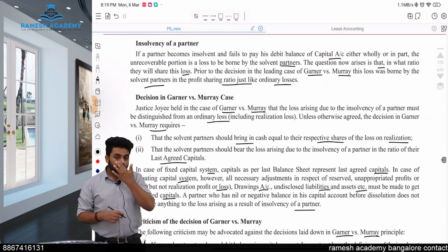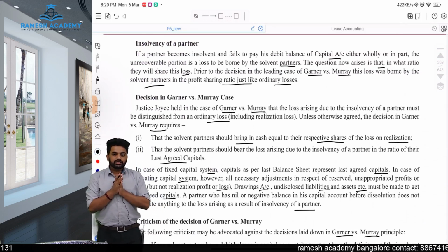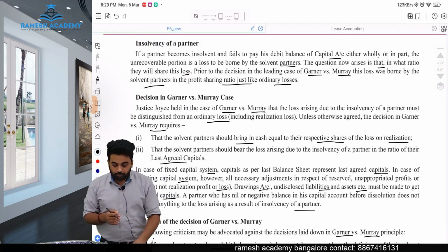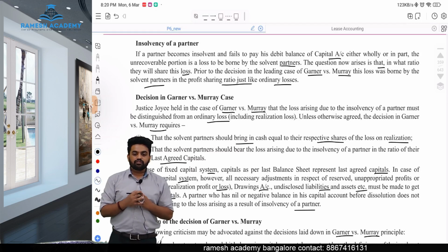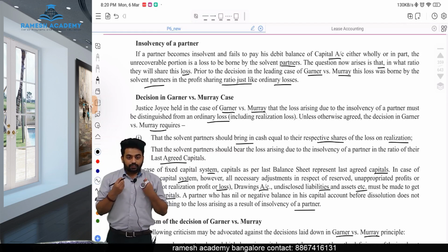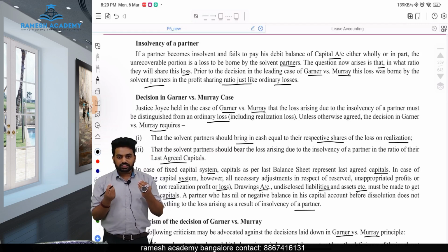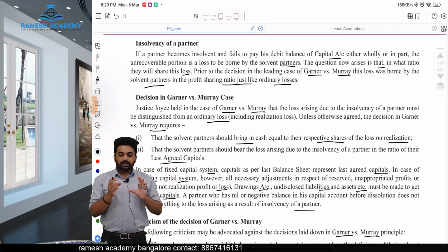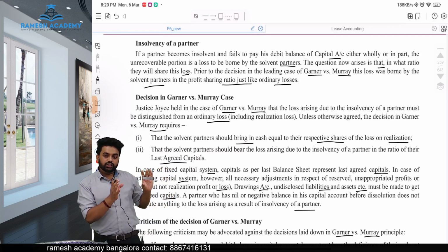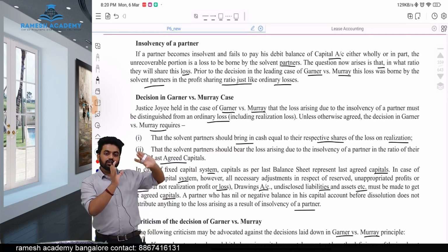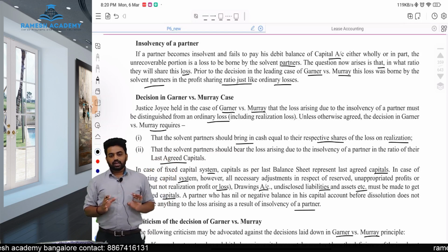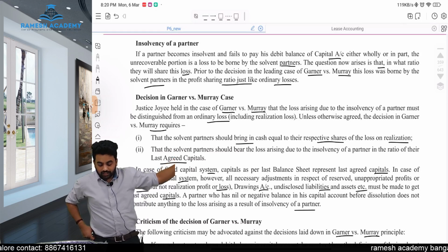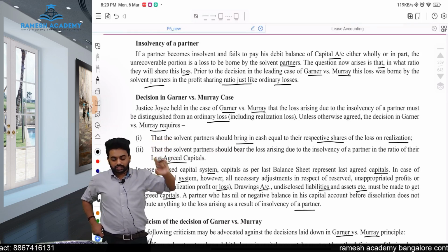Now comes insolvency of a partner. That is, one of the partners in the firm is insolvent. When he becomes insolvent, the partners who have money, I mean the partners who are solvent, basically, should compensate the insolvent partner.